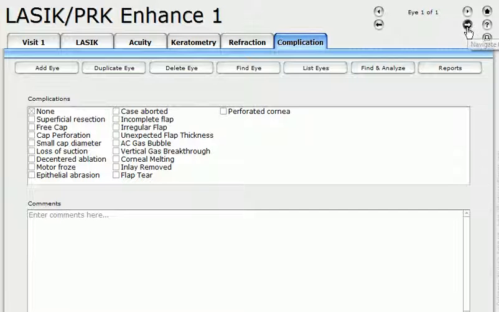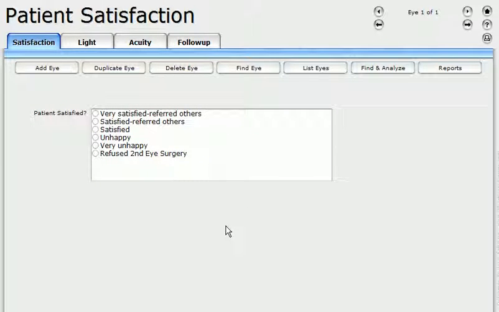And finally, you want to assess patient satisfaction. They can be given a blank form to fill out, or you can ask them directly. You can question their satisfaction with the procedure.